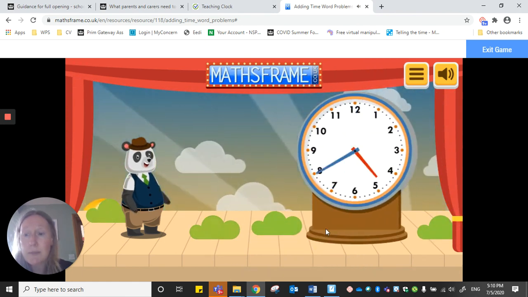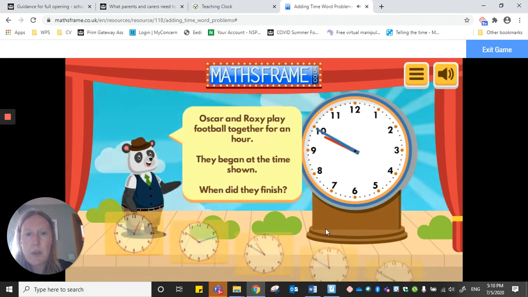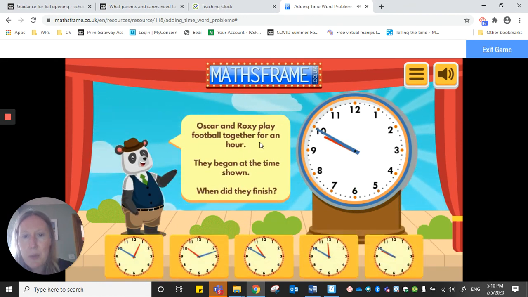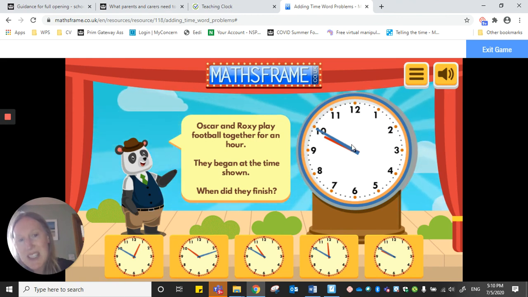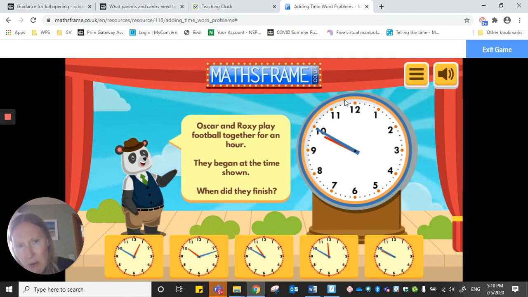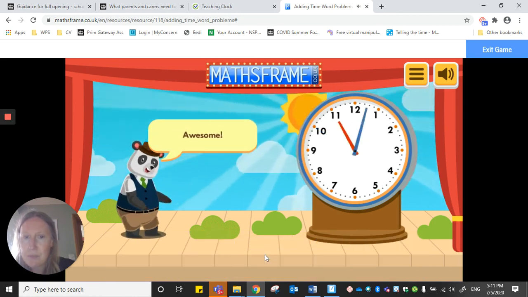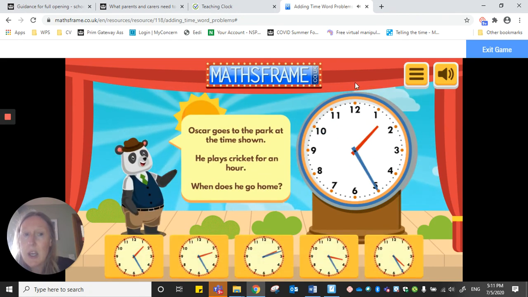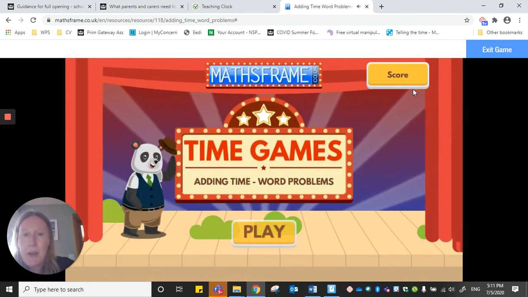Let's have a quick look. So it's going to choose a time. Oscar and Roxy play football together for 1 hour. They began at the time shown. When did they finish? So they began at this time. Remember, it's the 2 side. It's got 5-10 minutes to go. So it's 10 to 10 for an hour. So if I was going to carry on the whole hour all the way around, it wouldn't be 10 to 10. It would be 10 to 11. There's 10 to 11. Okay, so you can see now that they are all 1 hour later. That's a nice one to start with.